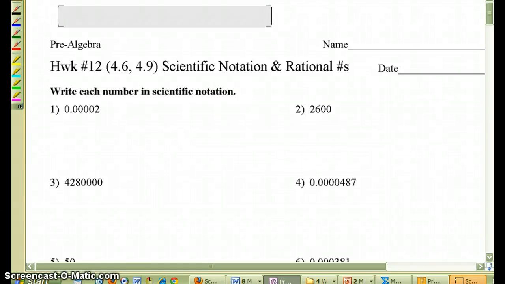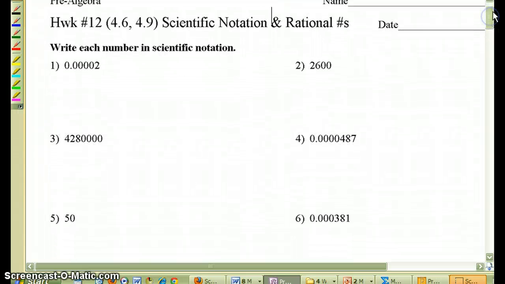Hi, this is Mrs. Zhu, and we're going to be working on homework number 12, the worksheet about scientific notation. I'm just going to be working through the odd questions, and then in class we will go over the even answers and work those out together.